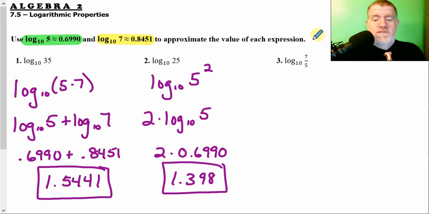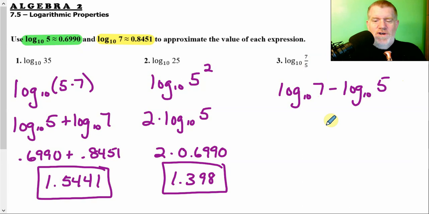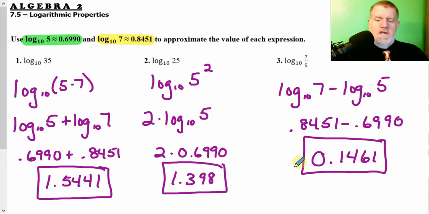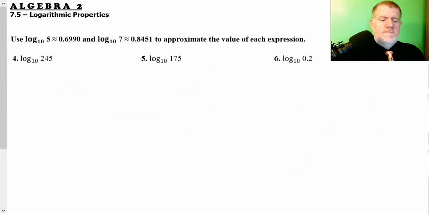Now this third problem, 7/5, that's also a low number. It's a little over 1. But if I'm dividing, then I can subtract those logs. 0.8451 minus 0.6990. Now I get 0.1461. So 10 raised to the 0.1461 is about 7/5. All right, that's how they work. Gonna do 3 more.